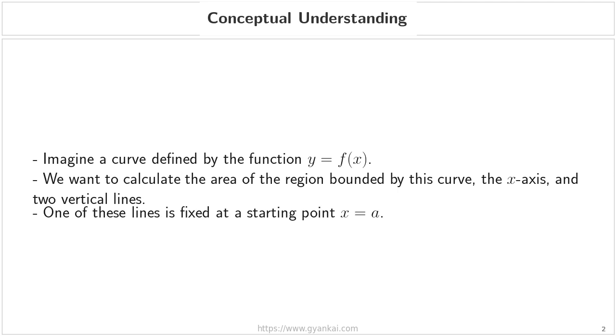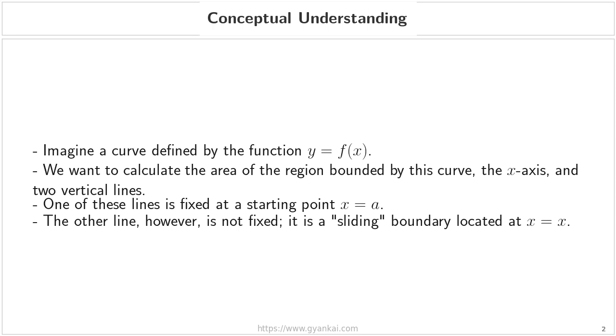One of these vertical lines is fixed. We'll call its x-coordinate a, so it's a constant, a starting point. But the other vertical line isn't fixed at all. It's what we call a sliding boundary. Its position is defined by x, so as x changes, this line moves along the x-axis.